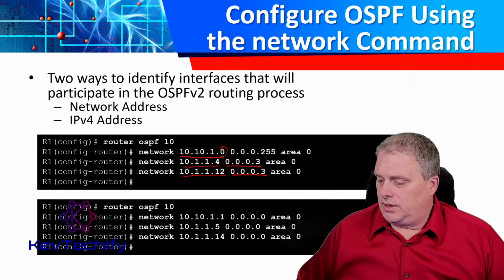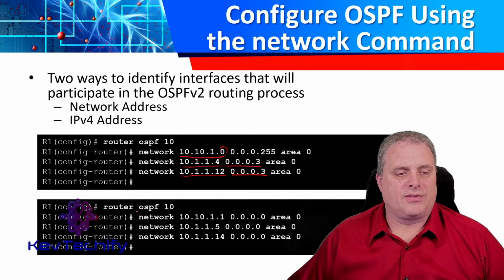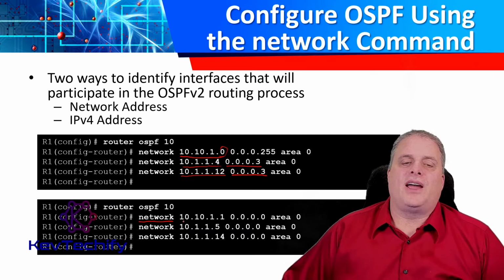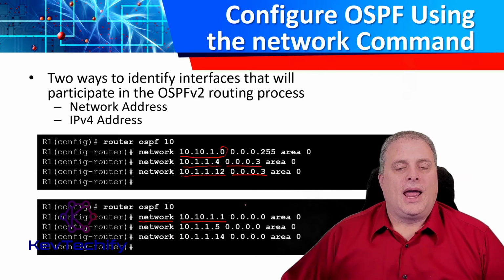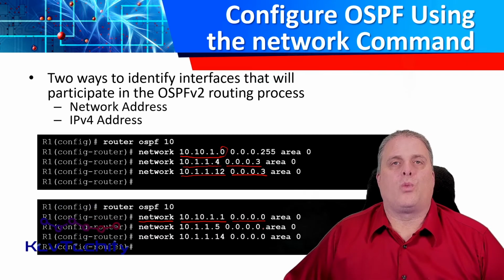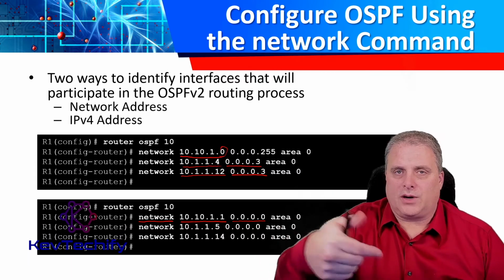We can go in to the router OSPF configuration. We can put in the network statement. It's a network statement, but we're actually going to specify an IP address. We come in here, we specify the IP address of 10.10.1.1, and then we specify 0.0.0.0 as our wildcard mask. Remember, wildcard is the inverse of our subnet mask.